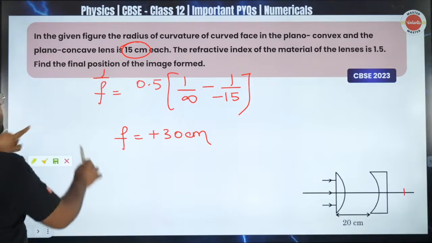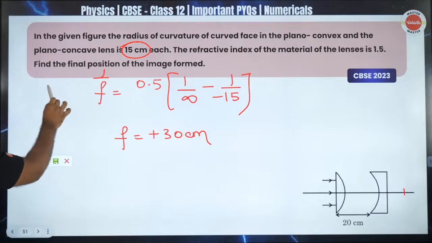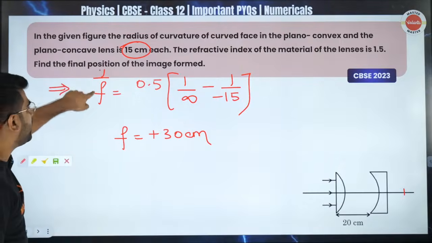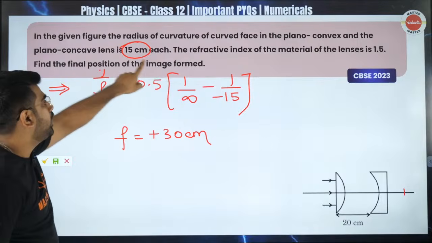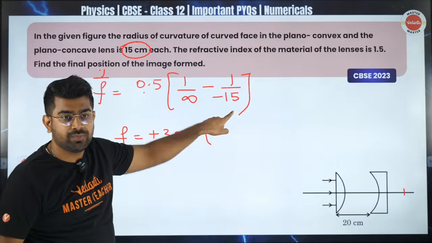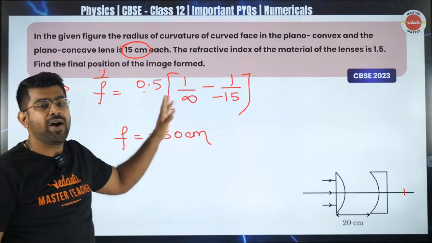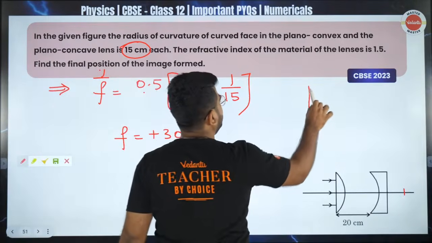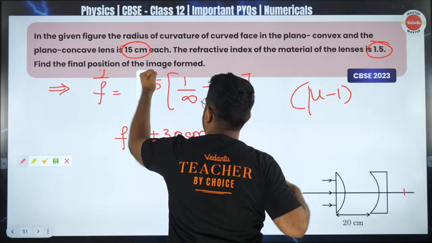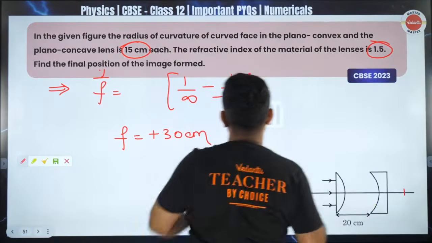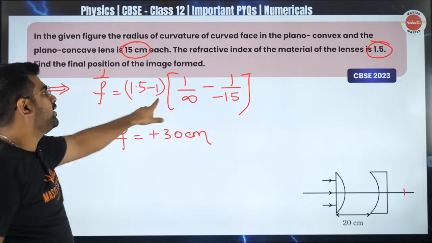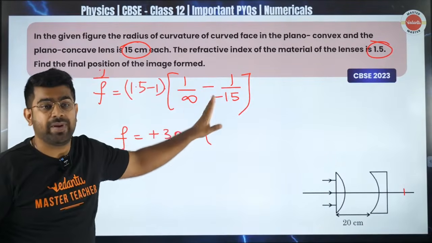So what I have done is find the focal length of the first lens. Lens maker's formula: 1 by f is equal to mu minus 1 into 1 by r1 minus 1 by r2. How 0.5? Mu minus 1, that is 1.5 minus 1. I'll explain that. 1.5 minus 1 into 1 by r1 minus 1 by r2.